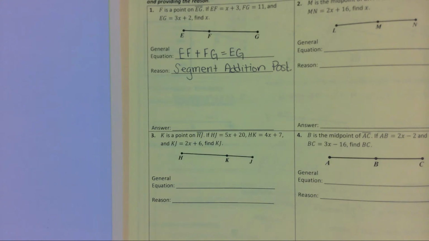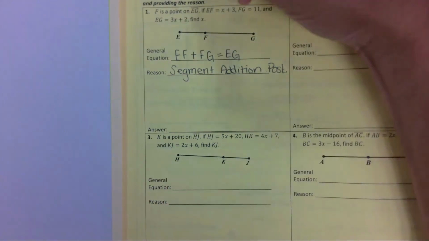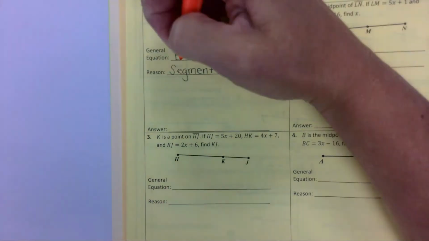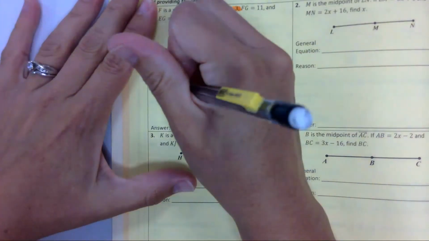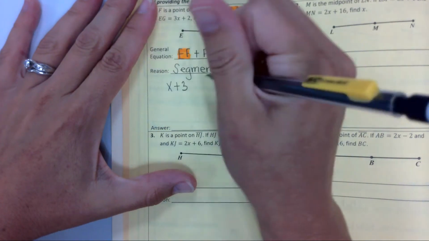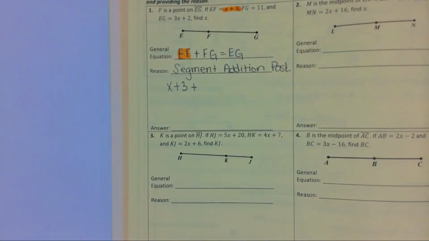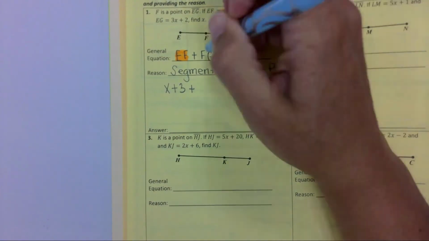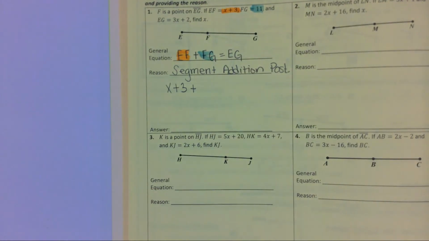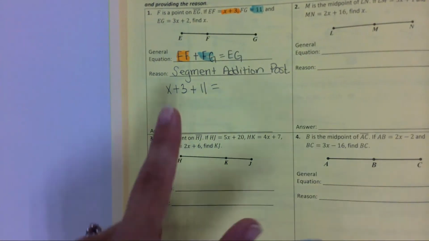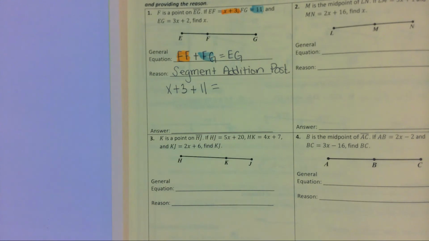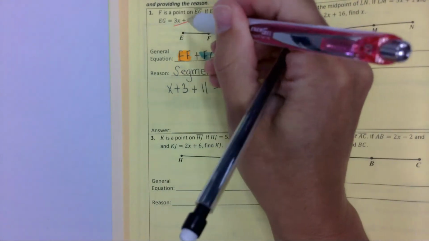Okay, so let's sub in to the equation. So for EF, I'm going to put in this x plus 3. That goes right in there. So x plus 3. Plus, then FG. FG is 11. I'm going to sub that in right here. Equals. And then the last one, EG. 3x plus 2.